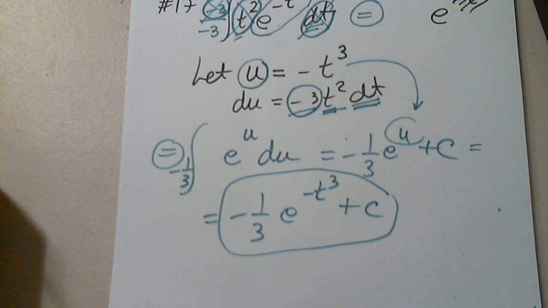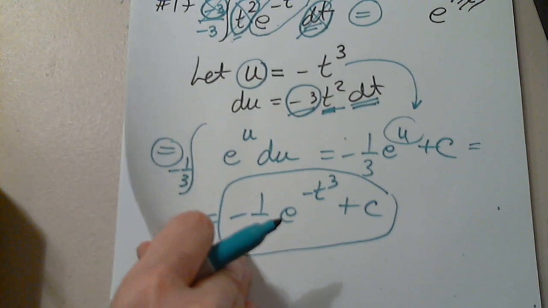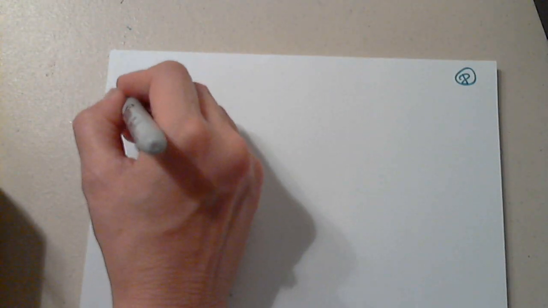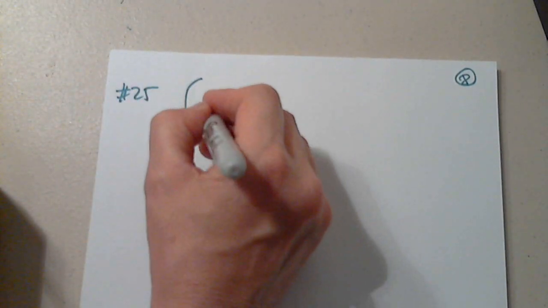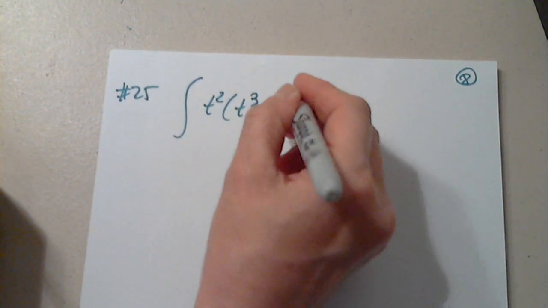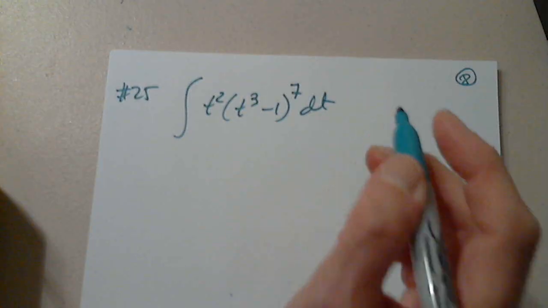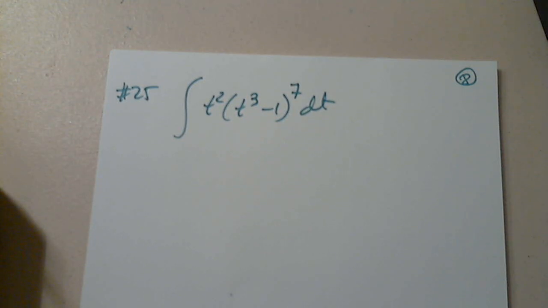Okay. So let's take a look. Let's choose something else. Can we do something like 25? Yes, of course. 25 is very good. It's similar to what we just did, the first one. But let's do it. 25. It's the integral of t squared times t cubed minus 1 to the 7th power, dt. Perfect. Good?